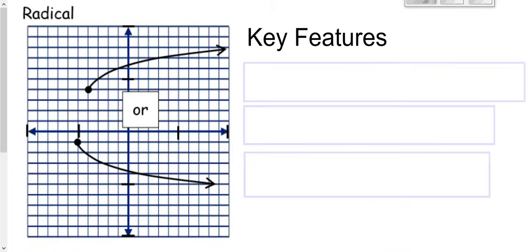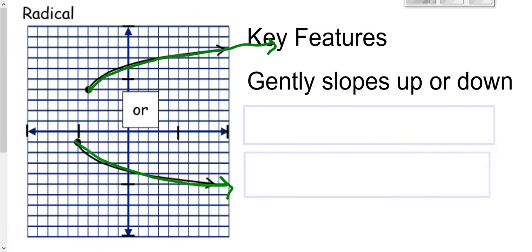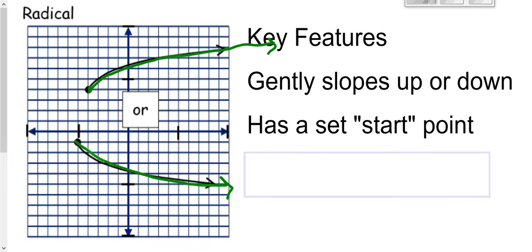And then we have radical functions. What's really different about radical functions is that they have this start point. It does not go on in both directions like the other ones, but it has a start point and then it gently slopes up, and it just keeps gently sloping up, or it'll gently slope down. It's nothing too extreme, but it is not changing at a constant rate like a linear function. It's a little more gentle than that. When we get to the unit on radical functions, we'll talk about the pattern, but it gently slopes either up or down and has a set start point.